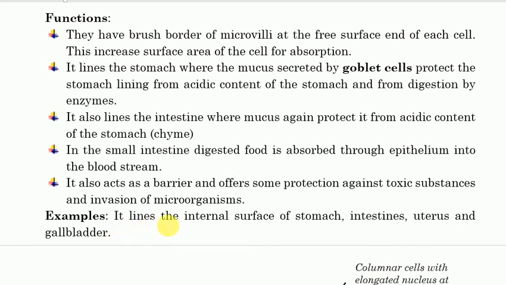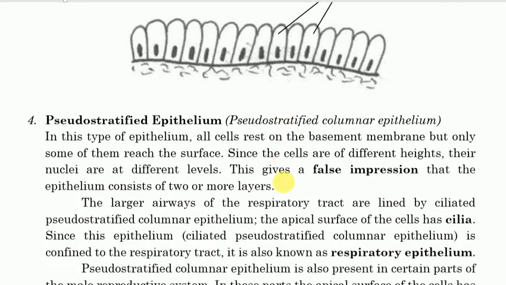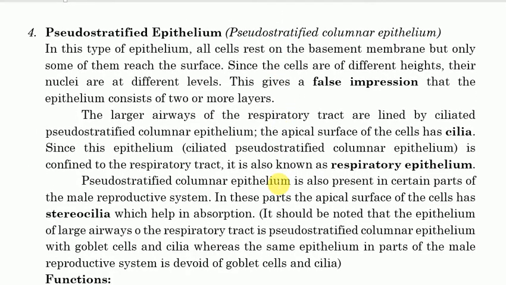So this is the diagram showing the columnar epithelium. We have the lamina propria, the basement membrane in black. Then you have columnar epithelium, columnar cells with elongated nucleus at the base. Then let's jump to the pseudostratified epithelium.